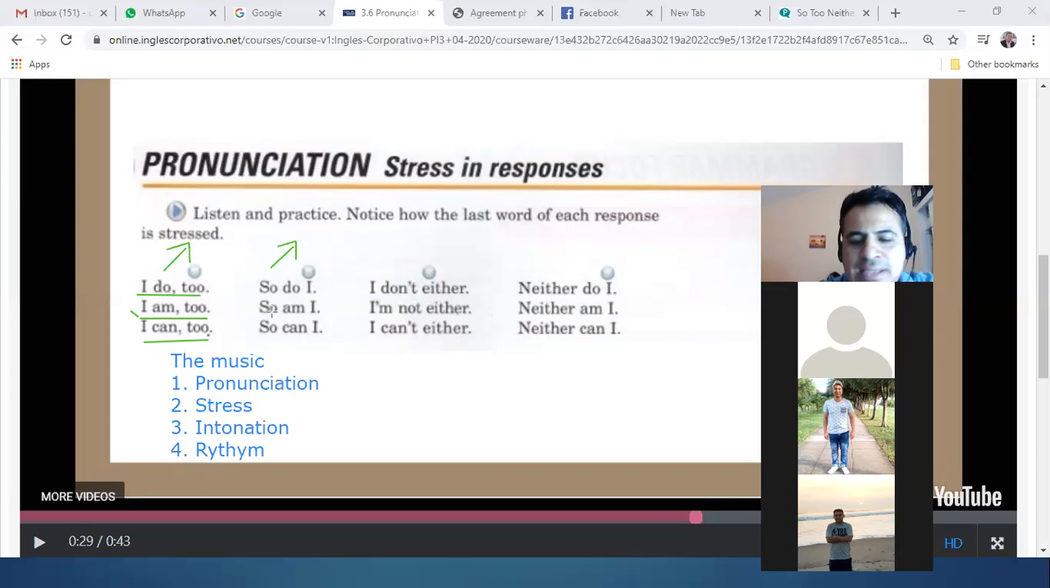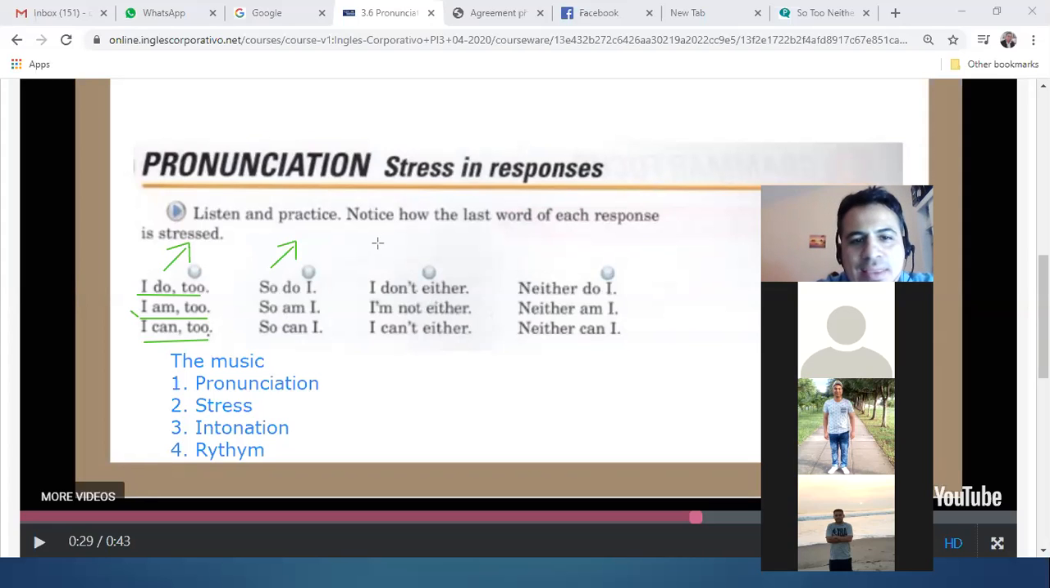Another one. Alex. I am a doctor. So am I. Very good. I can play the piano. So I can. No. So can I, sorry. Le diste vuelta. I can play the piano. Sorry. So can I. Intonation, up. So can I. I can play the piano. So can I. Ahí está.